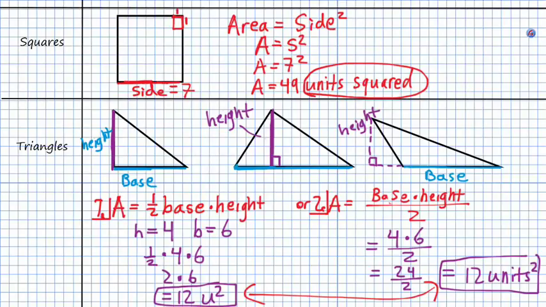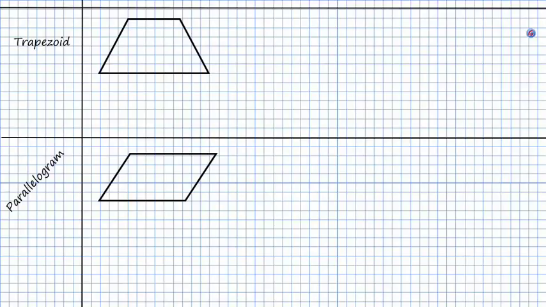All right, so those are all shapes that we already know and we are very familiar with. So let's look at a couple of shapes that are not as familiar. All right, so trapezoids and parallelograms. You might already know the formulas for these, but let's go ahead and introduce them anyway. The formula for the area of a trapezoid is the area is equal to 1/2 base 1 plus base 2 times height.